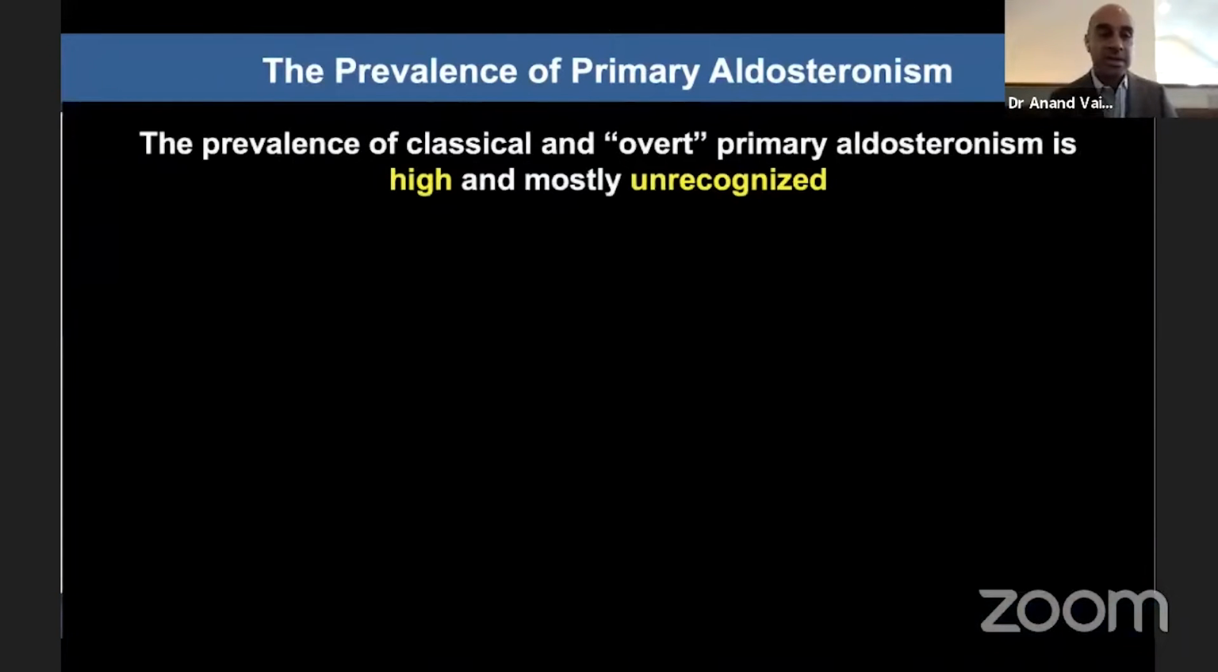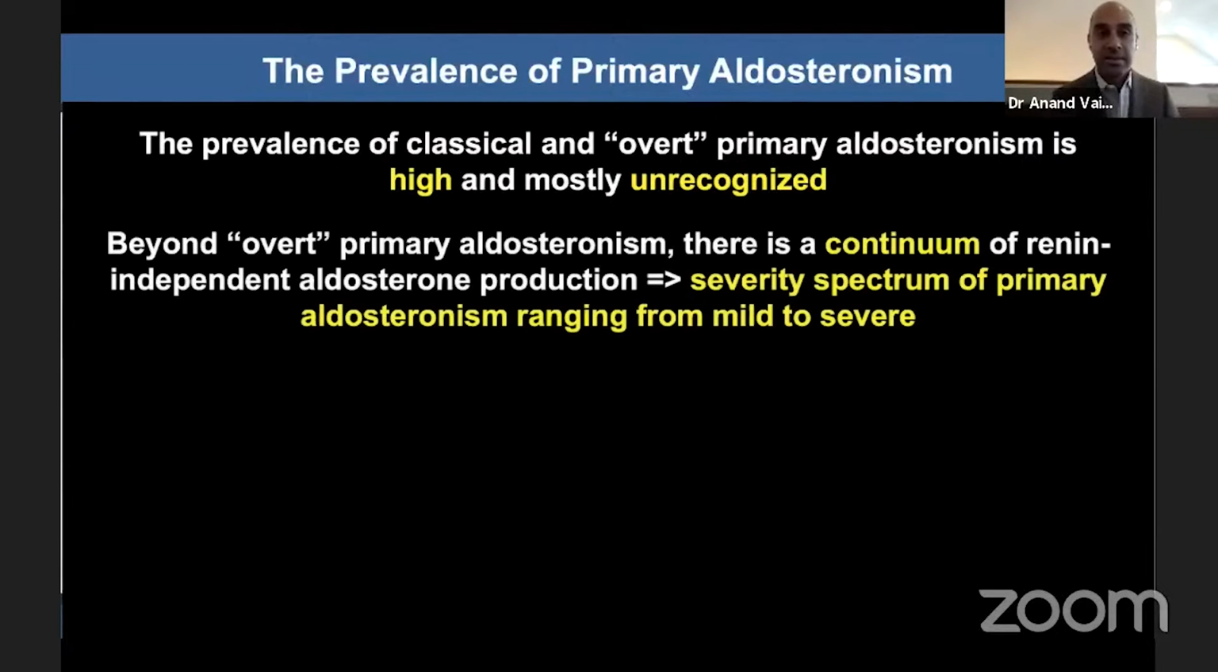So the prevalence of overt primary aldosteronism is high. It's mostly unrecognized. But beyond overt primary aldosteronism, there is a continuum of renin-independent aldosterone production that I showed you, a severity spectrum of primary aldosteronism that ranges from mild to severe.